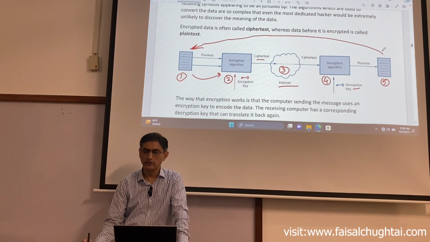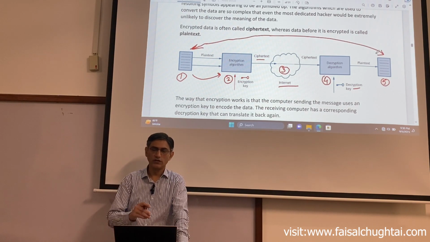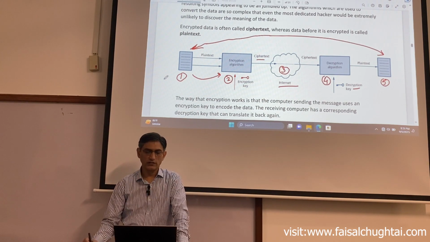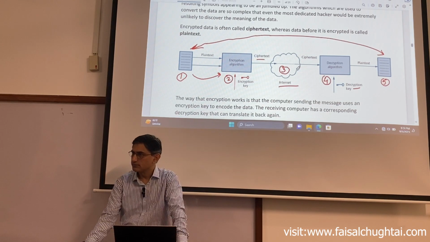Okay? This is one and the same thing. So eventually you're converting this to this, but in between it goes through all this process.